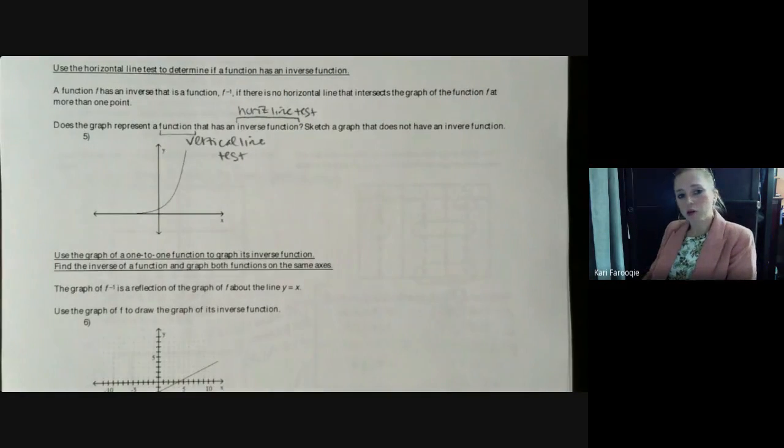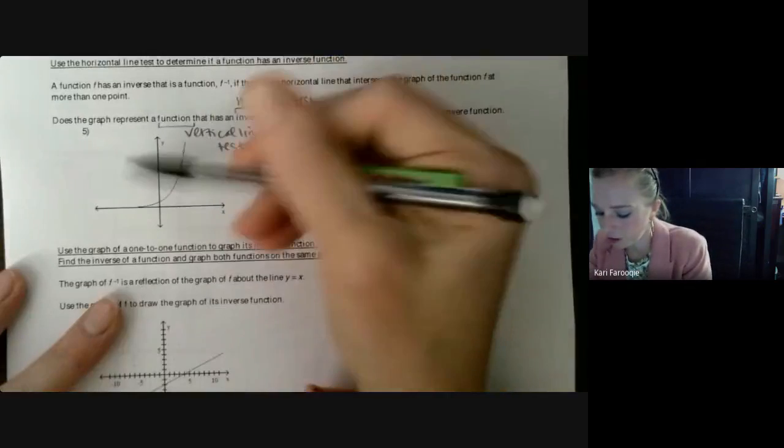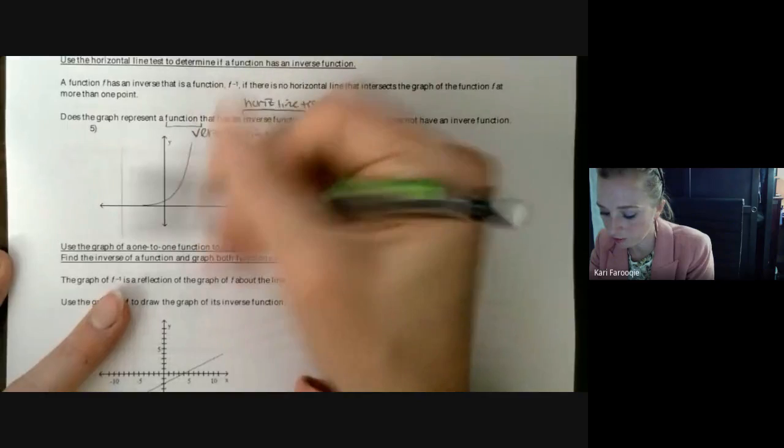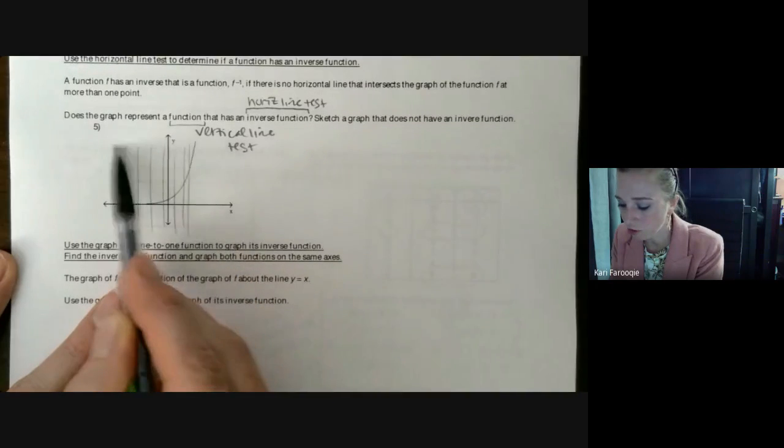Now, visually, you can use the vertical line test if you prefer, so I'm going to include it here. There's nowhere that you're going to pass a vertical line through here and hit the graph more than once. But you can also tell by the horizontal line test that this graph represents a function that has an inverse function, because if you were to draw horizontal lines through the graph, you're never going to hit the graph more than one time.